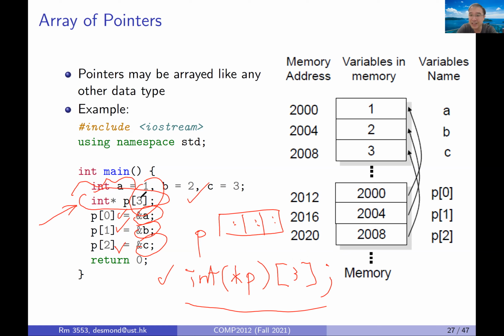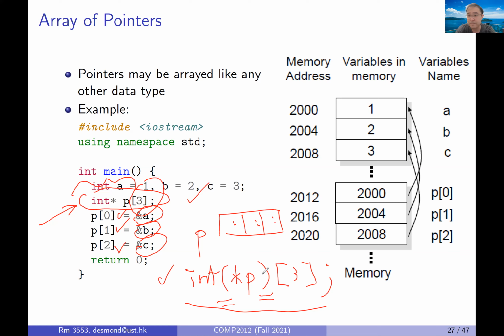This one and this one, the difference is you put parentheses. You use the parentheses to enclose asterisk P. Then are they the same? No, they are different. What's the difference?